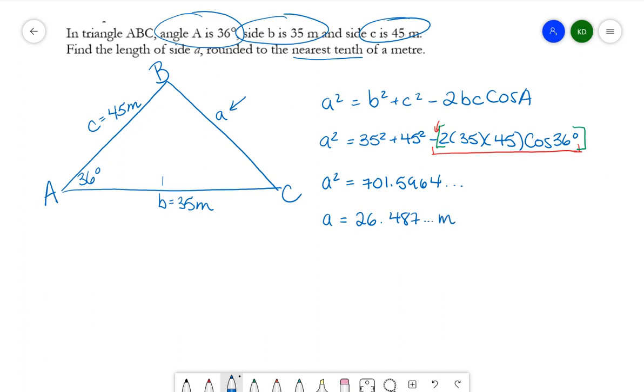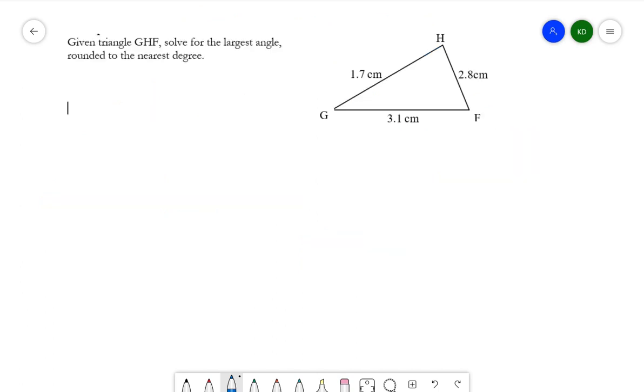We want to round it to the nearest tenth, so it's approximately equal to 26.5 meters. And there's our final answer. Let's try one more question.